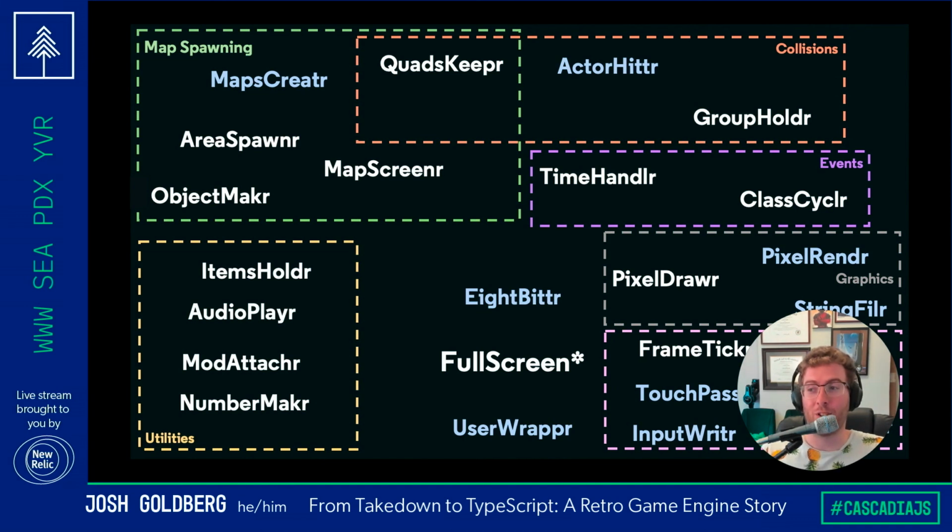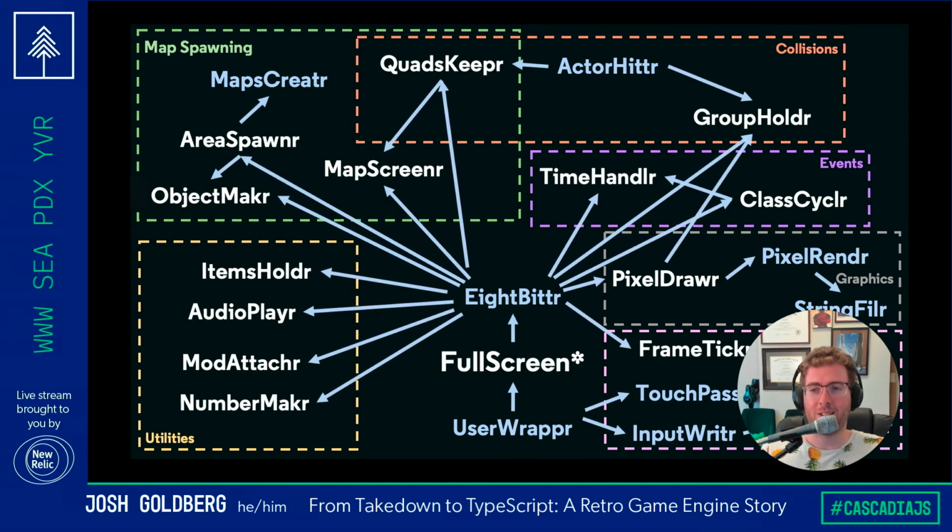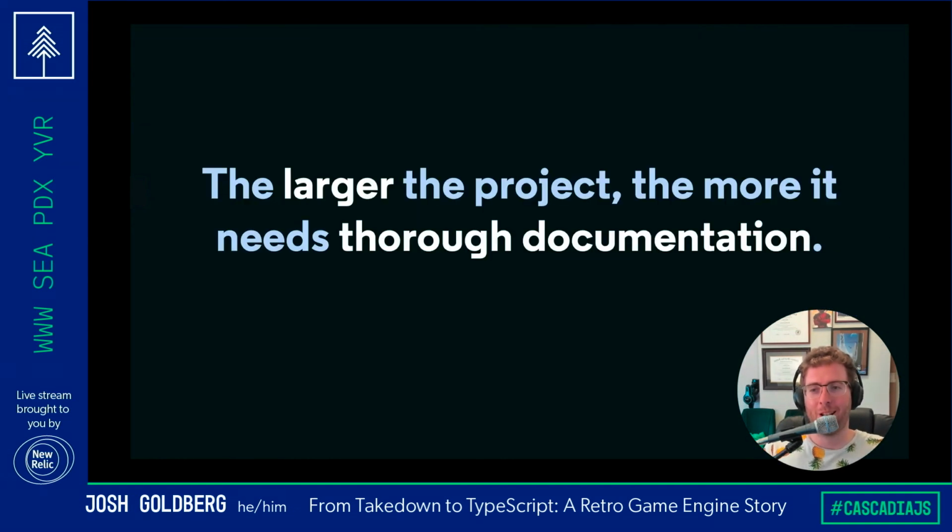And the fun part of it is, if you look at the dependency graph for the major modules, it's a little convoluted. It works horrifyingly, but it's working. And this brings us to another truth. If you do want to open your project up, if you want to get other people working on it, whether it's open source or internal, the larger your project is, the more useful and the more it needs thorough documentation.